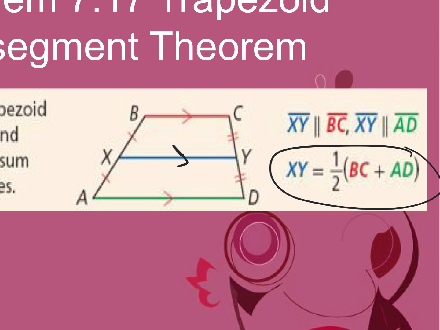Just by eyeballing this diagram, guys, how did I know that XY was a mid-segment? It's in the middle. So do you see those congruence marks? Those should be there if it wants you to use anything regarding a mid-segment, okay? All right.